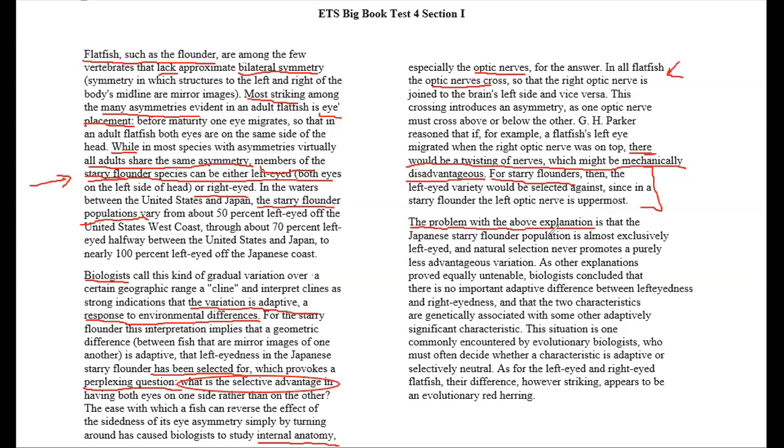The Japanese starry flounder population is almost exclusively left-eyed, and natural selection never promotes a purely less advantageous variation. Okay. All right. So the biologists basically here in this para were trying to explain something, right? What were they trying to explain? They were trying to explain what is the selective advantage in having both eyes on one side rather than the other, right? This is the question that the passage put forward.